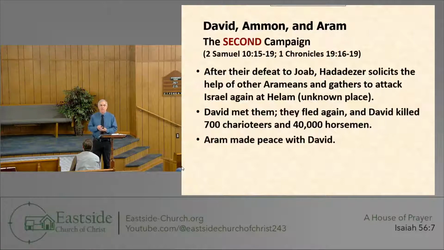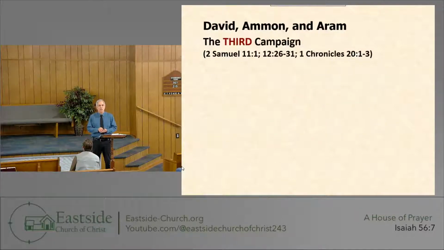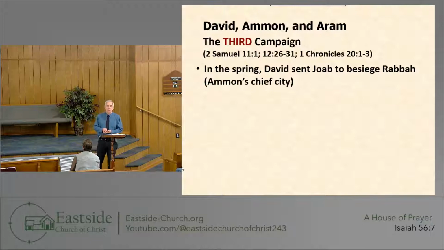So Aram decides they're making peace with David. They're not going to go down this road anymore. And that kind of gets them out of play militarily. But the Ammonites themselves still are not finished, have not been finished off, and have their capital city still standing. So in the spring, David sends Joab to besiege Rabbah, Ammon's chief city.